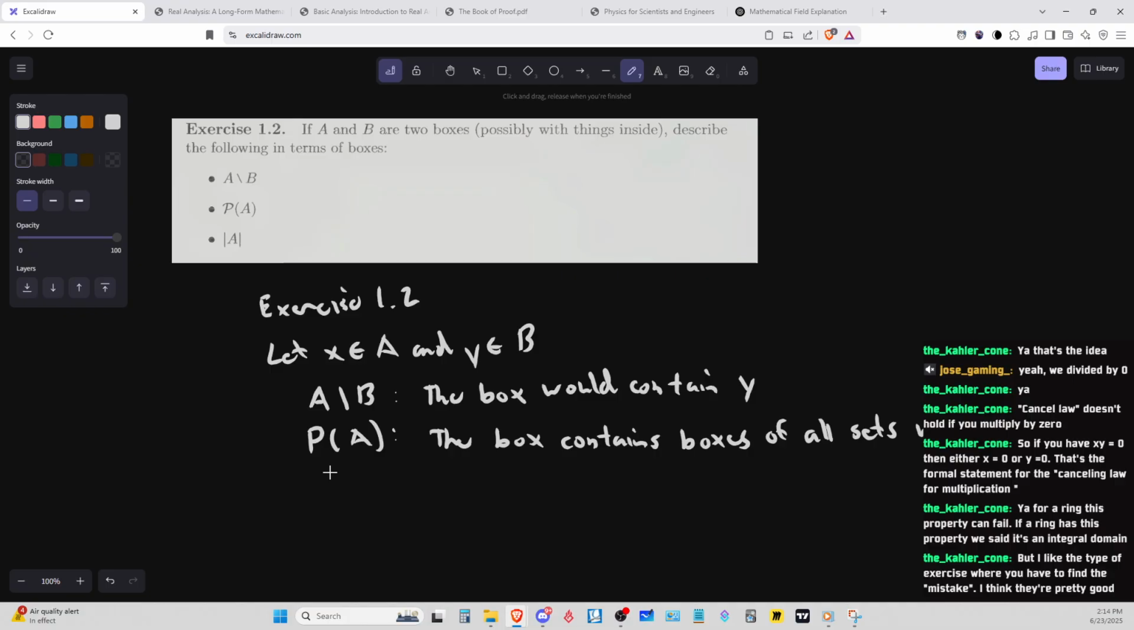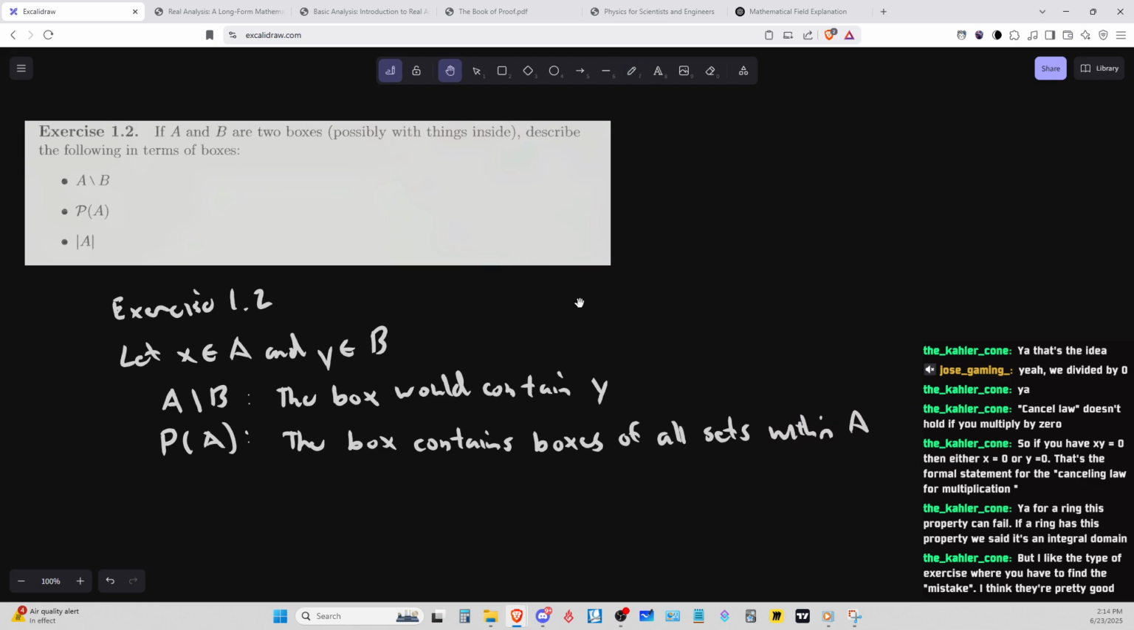But I like the type of exercise where you have to find the mistake. They are pretty good. Oh, okay. I mean, the thing is that the chat is still blocking stuff. I could have made the chat transparent, but it would still be blocking stuff. I guess I have to keep a better eye on that.